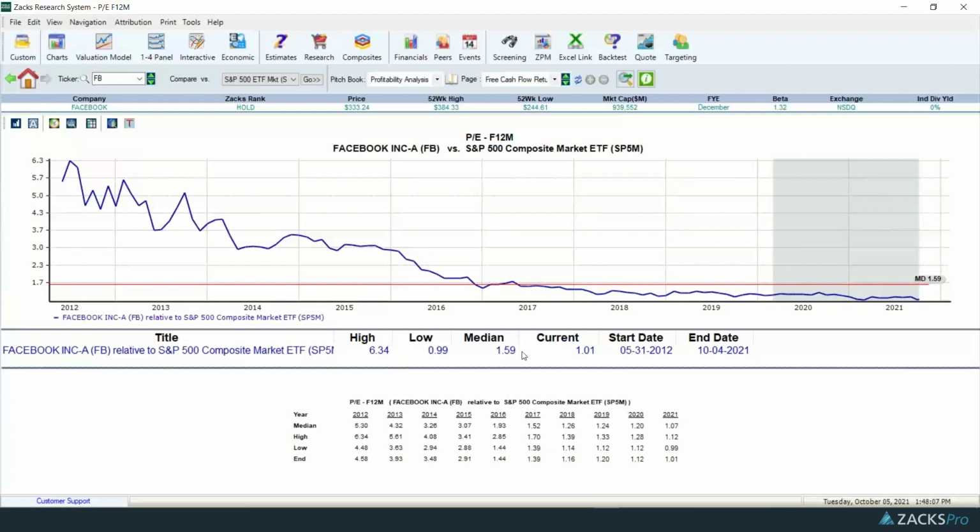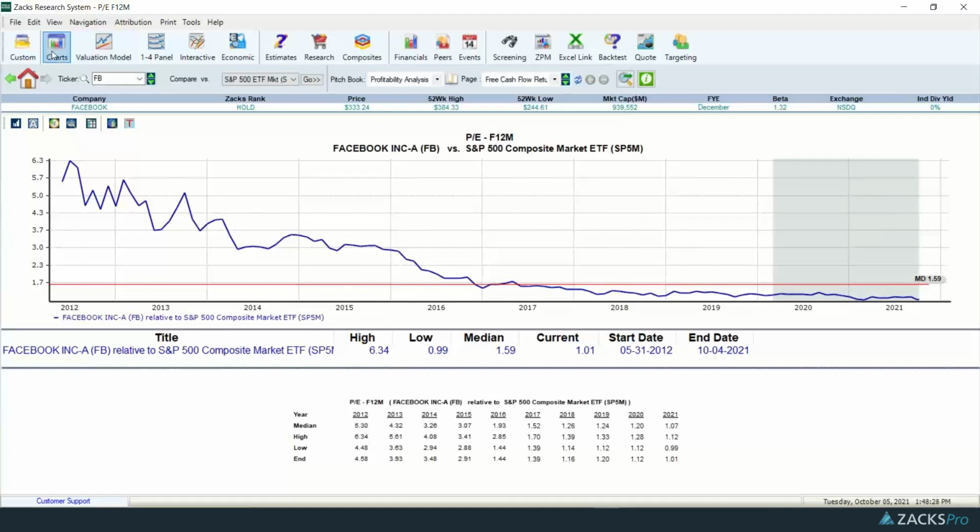Okay, so you can see the median here over its lifetime is a 59% premium. We're literally now trading at just a 1% premium. The low is 0.99, the high is 6.34. So we're literally sitting at all-time low levels of PEF 12M.